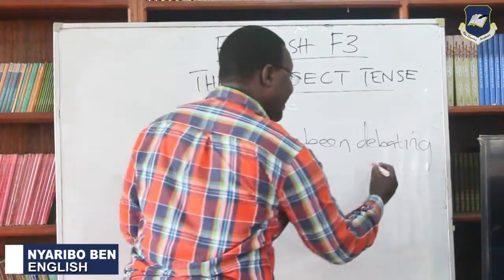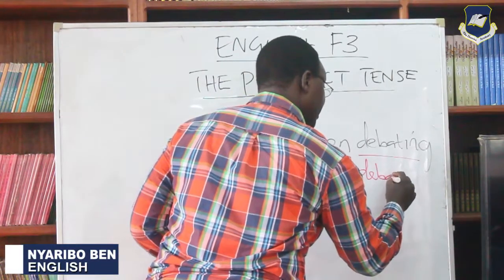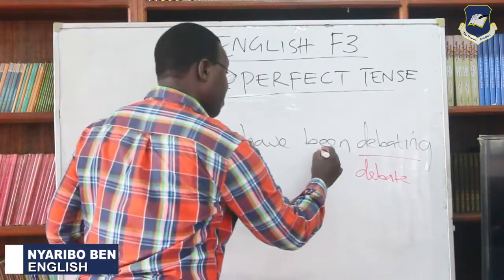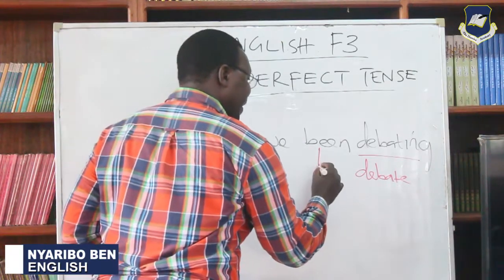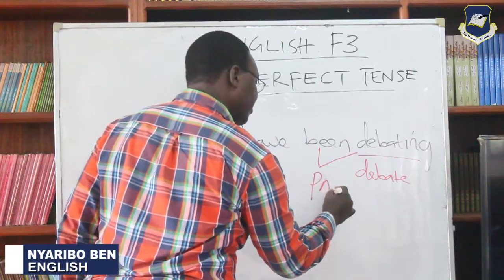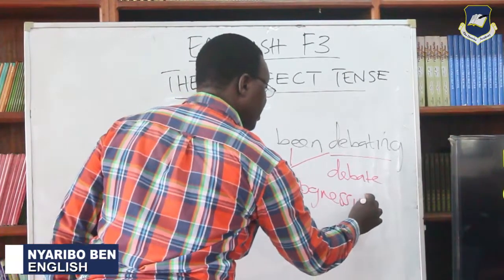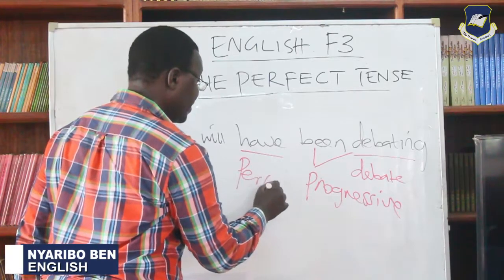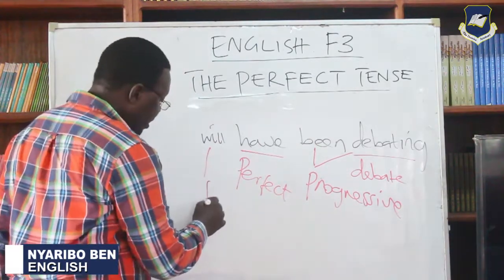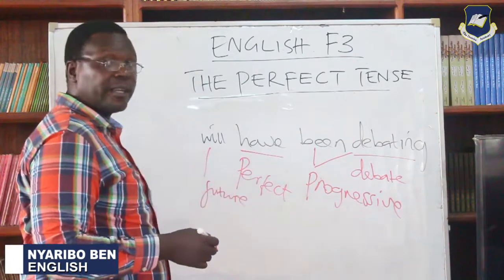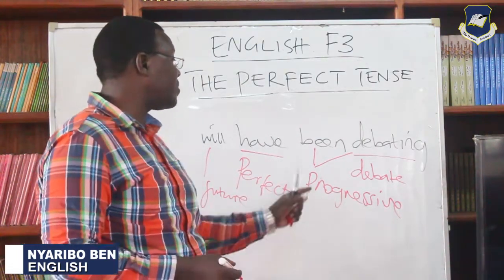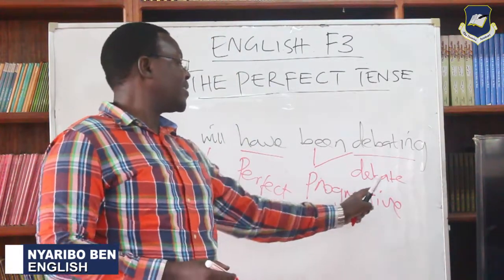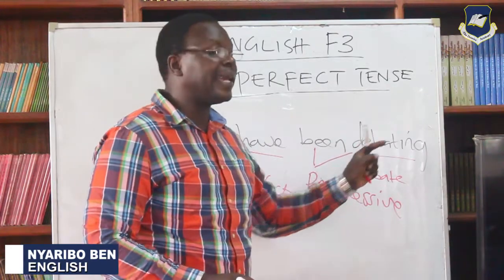So the root word is debate. That is our verb, been, and debating. This is progressive. Then we have this is perfect. And then we have will, which is the tense marker for the future. So, future perfect progressive tense, future perfect continuous tense.